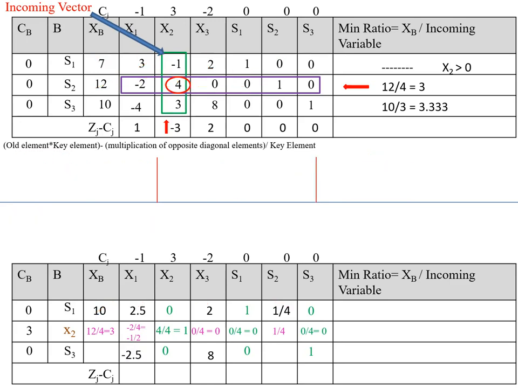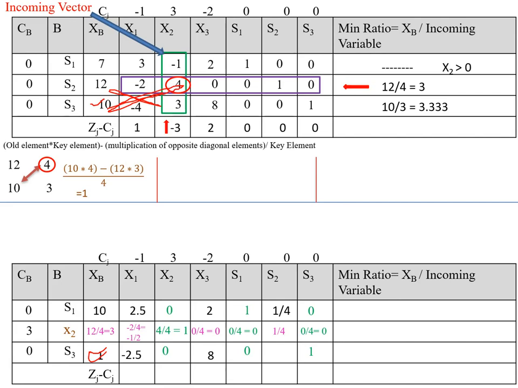Similarly, you have to do the next elements here. This old element is the 10 and you have to identify the key element here, and you have to identify the opposite diagonal elements, that is the 12 comma 3, and do the calculation like old element into key element minus of multiplication of the opposite diagonal elements. So here old element is the 10 and the key element is the 4. The opposite diagonal elements are the 12 and 3. So 10 into 4 minus of 12 into 3. So 40 minus 36, that is the 4. 4 divided by 4, it is the 1. So enter the 1 here.